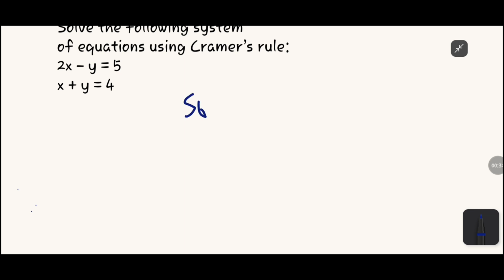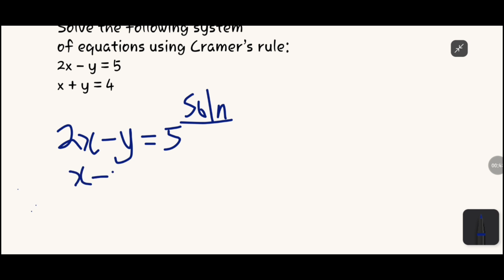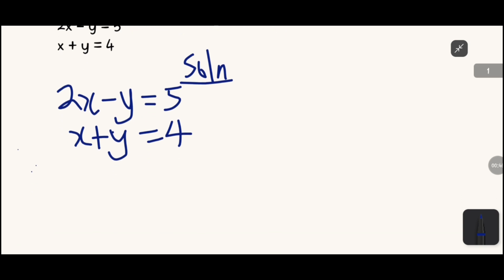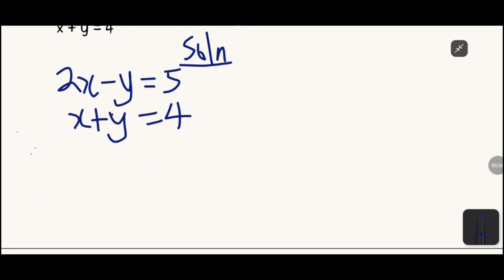So, solution. We have 2x minus y is equal to 5, and we have x plus y is equal to 4. Now what we are going to do is put the coefficients of the variables into a determinant. So let's call the determinant delta.